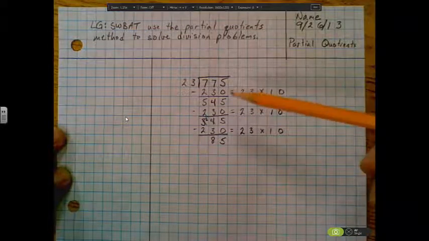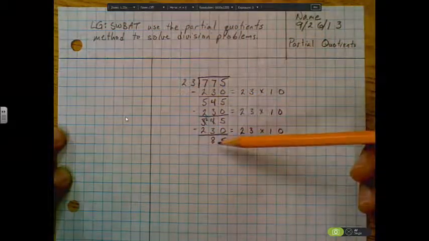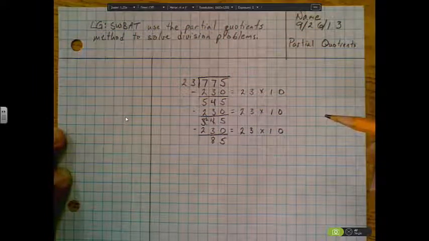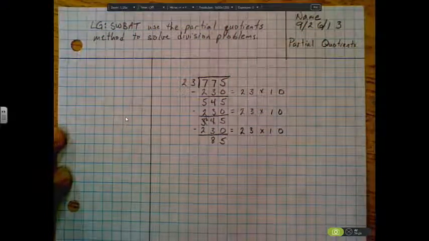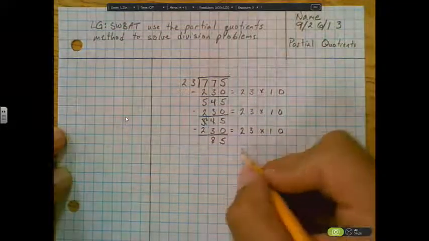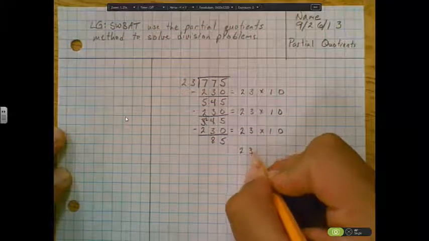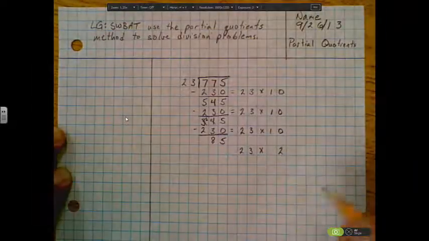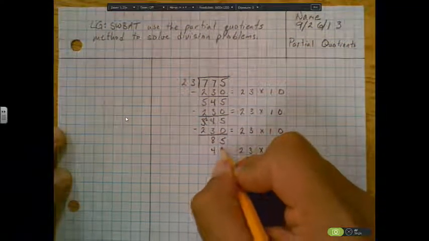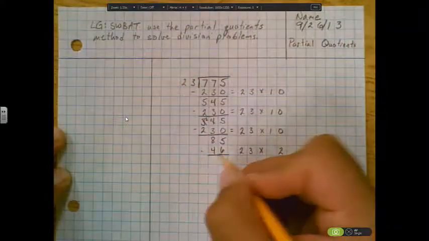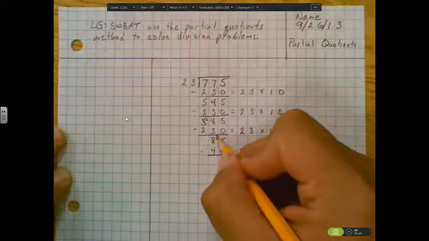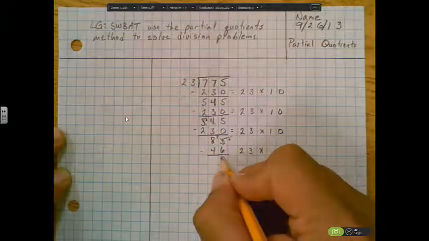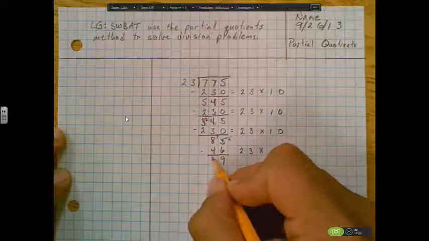Now we're going to kind of look at the way we have in the past. How many times does 23 go into 85? Well, I'm not sure. So let's try 2 times. So what we're going to do is we're going to do 23 times 2. So 23 times 2 is 46. Again, we're going to subtract. We have to borrow, makes that a 7. 5 becomes a 15. 15 minus 6 is 9. 7 minus 4 is 3.